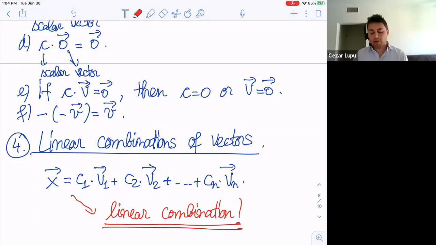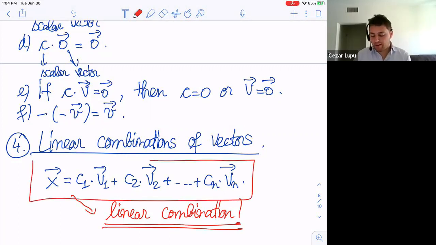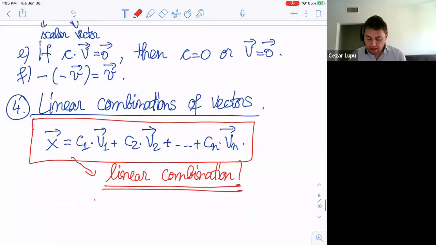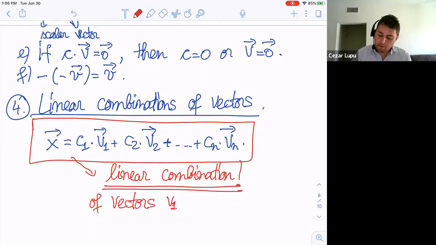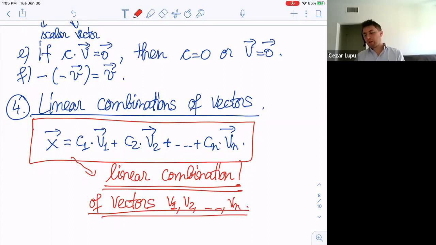You see, you write the vector x as a linear combination of vectors v1 through vn. In other words, you write it as a sum of scalar multiples of each vector v1 through vn by c1 through cn. So that's the linear combination of vectors v1, v2, vn. That's what it means. Okay.